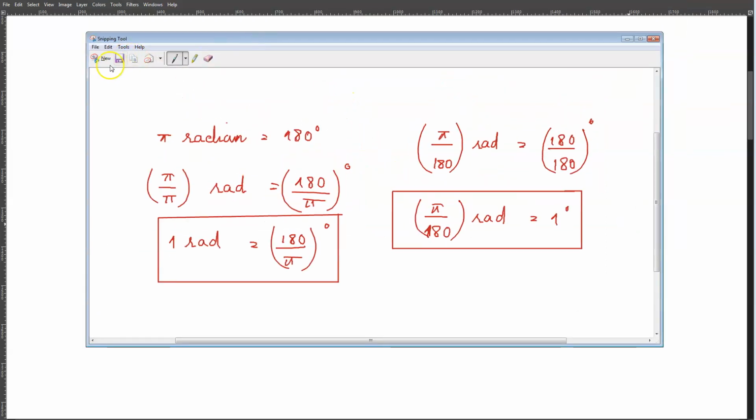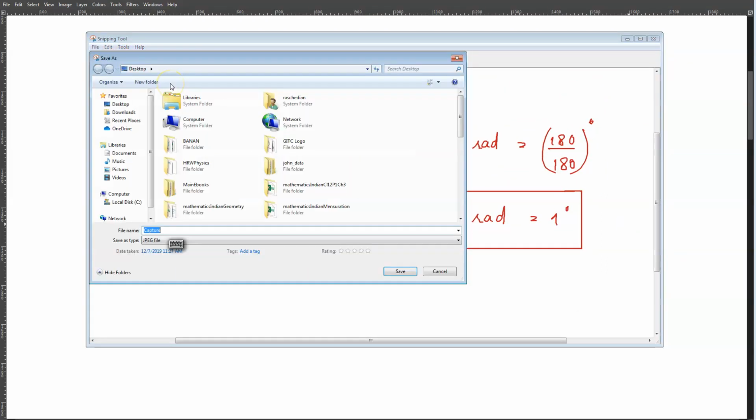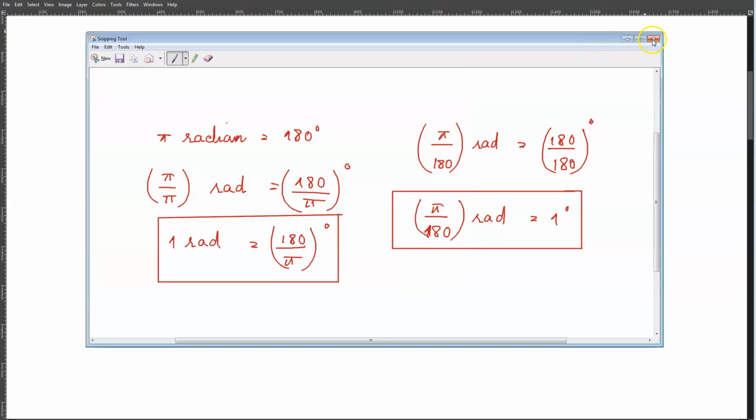And I'm going to call it, for example, radian degree conversion, right? On desktop, and save it there.